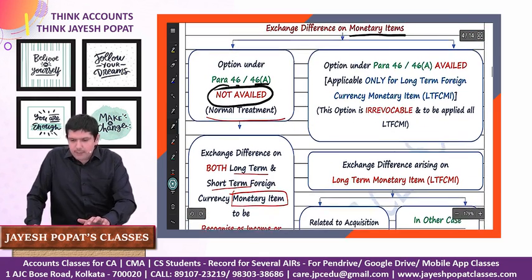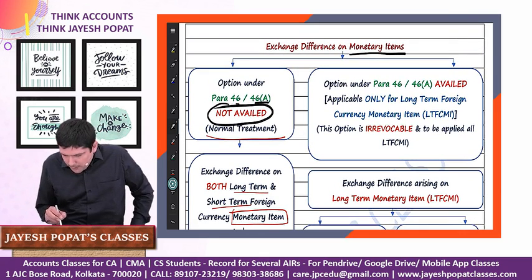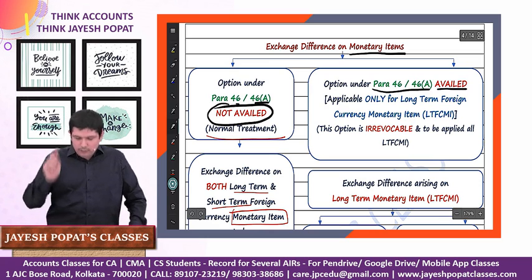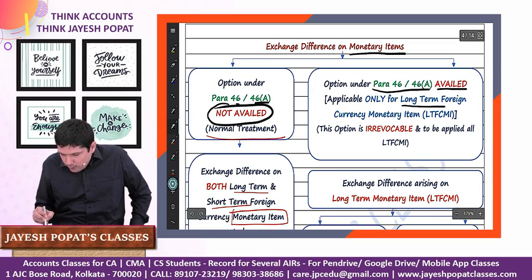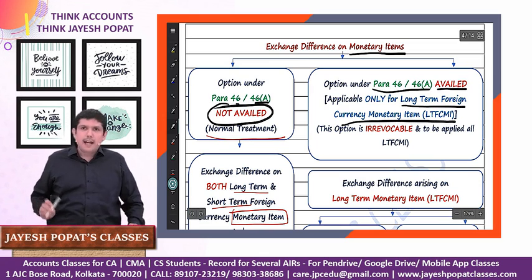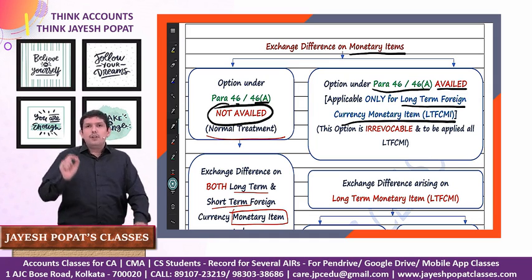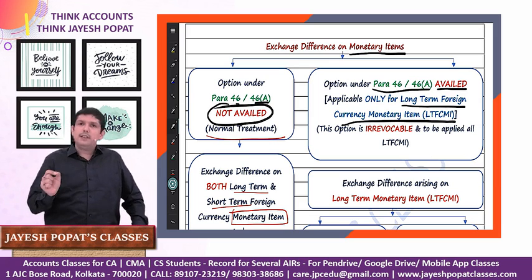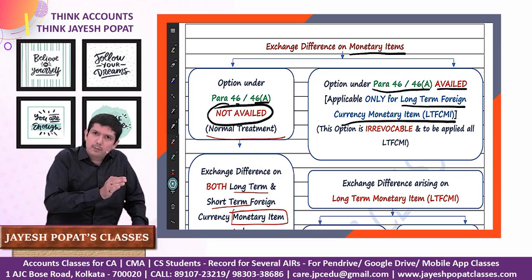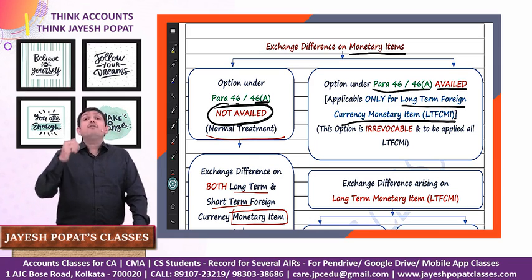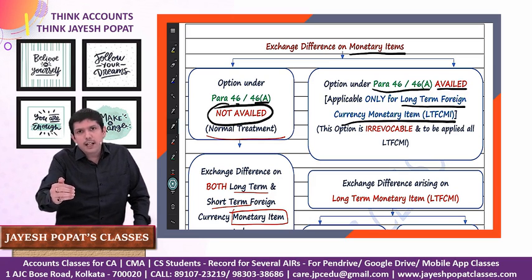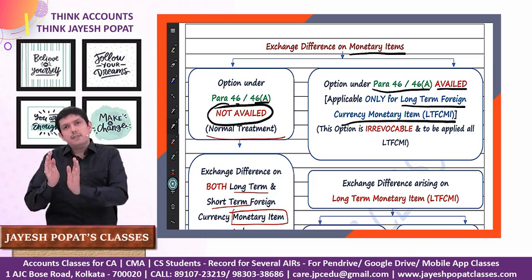But AS 11 provides with an option. Option under para 46 and 46A availed. First, remember very carefully that this option is available only for long-term foreign currency monetary item. That means if your monetary item is a short term, listen to this very carefully, if it is a short term monetary item, the only treatment is that the exchange difference should be taken to statement of profit and loss. Option under 46 and 46A is available only for long term foreign currency monetary item.